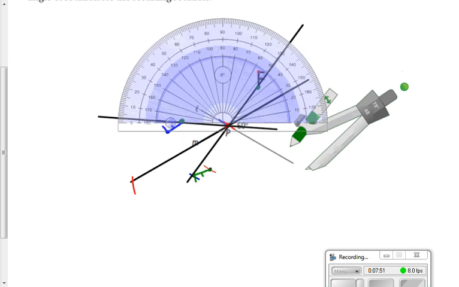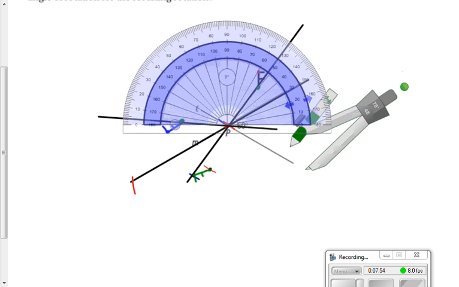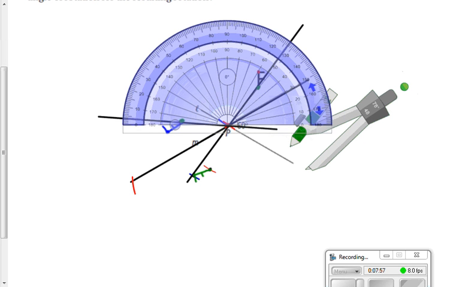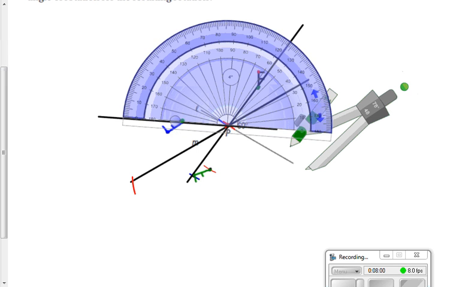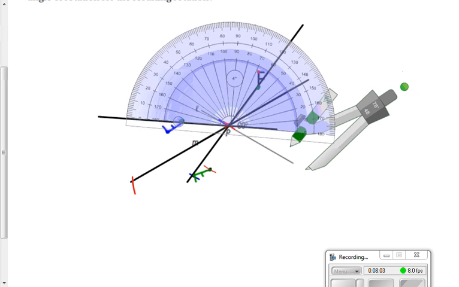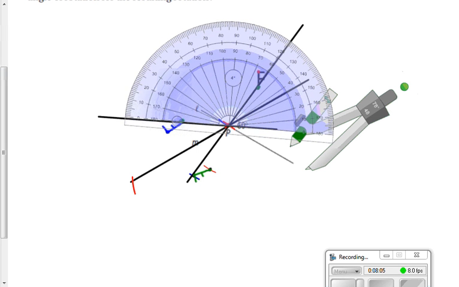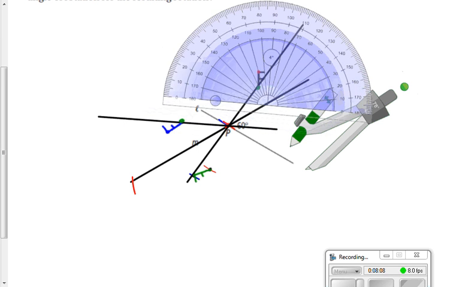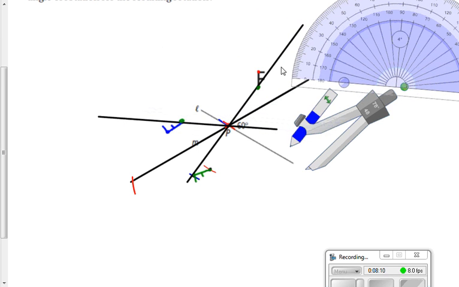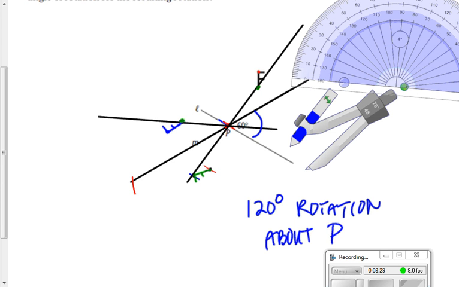So if I measure that up here with the protractor, you can see the measurement has gone about, and it's hard to get this perfect, but about 120 degrees. And if you think about how we're drawing this, there's a 60-degree angle here, and we reflected twice, so we kind of doubled that angle of reflection, and it makes sense that it's 120 degrees. So it's a 120-degree rotation about the center P. All right, you try that.